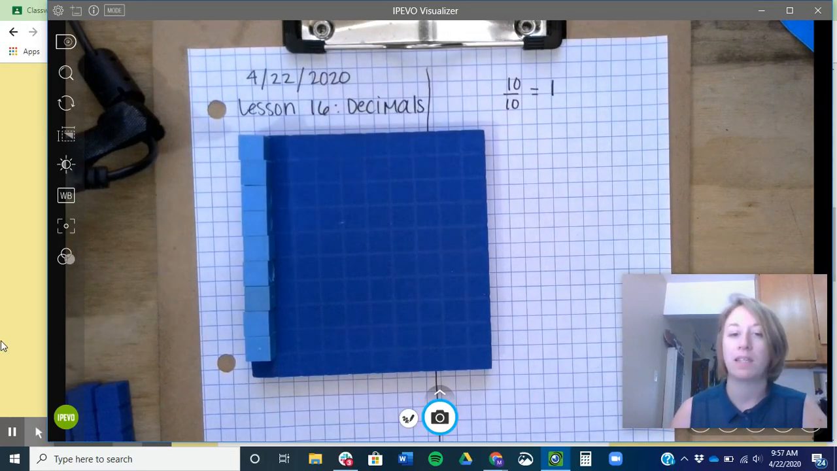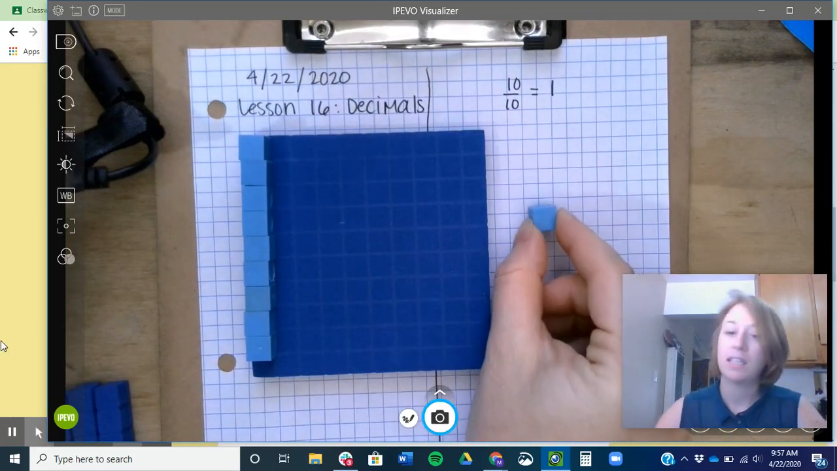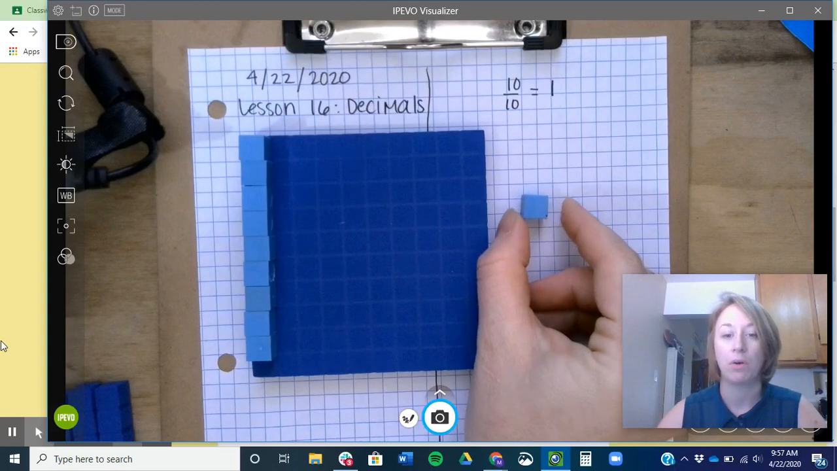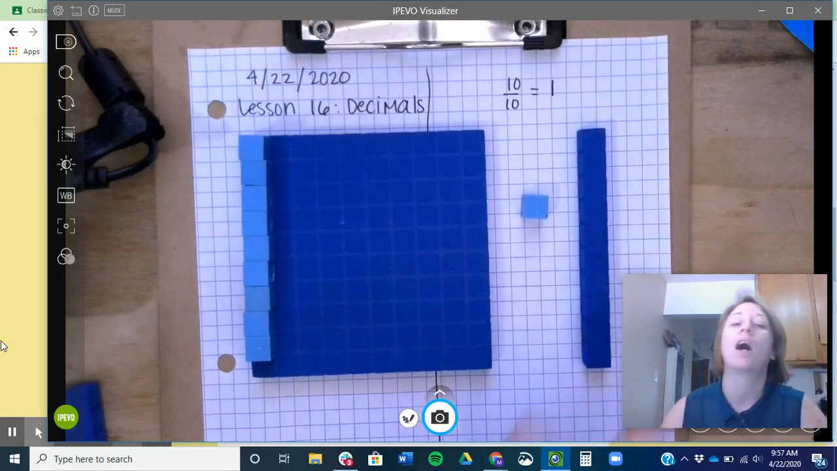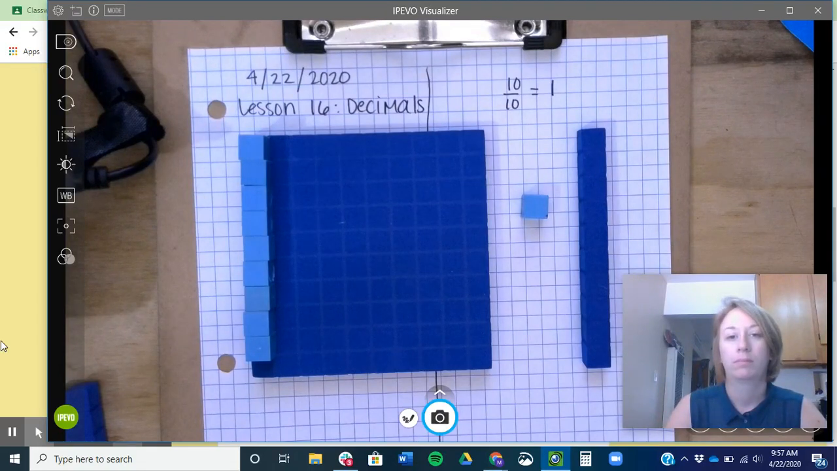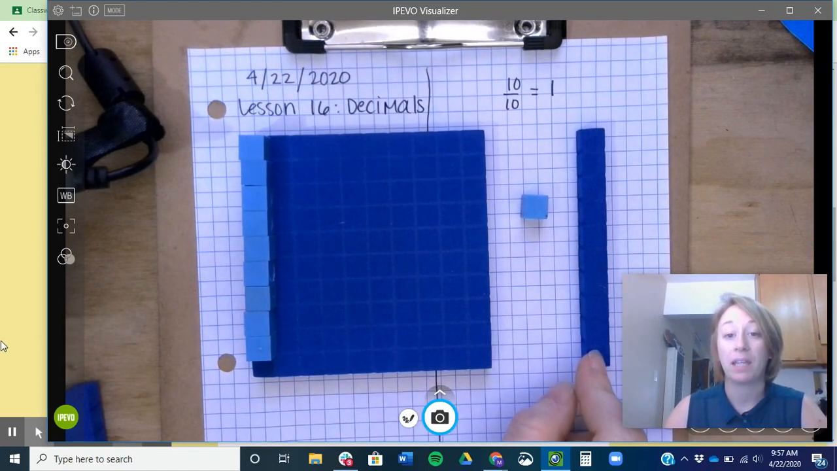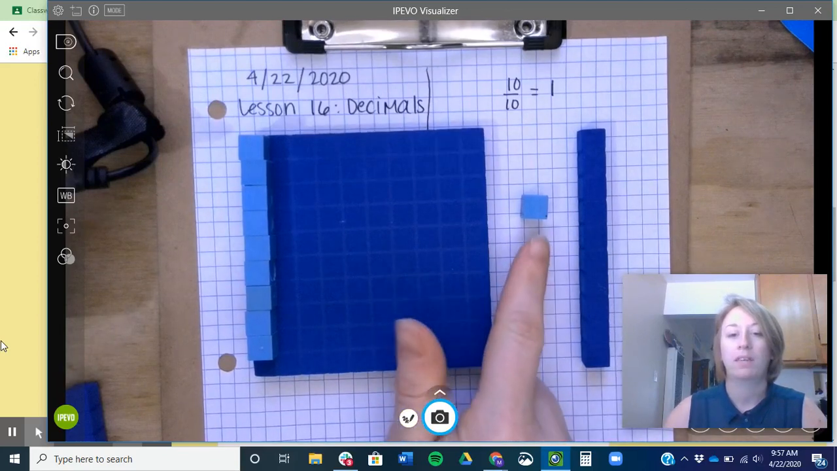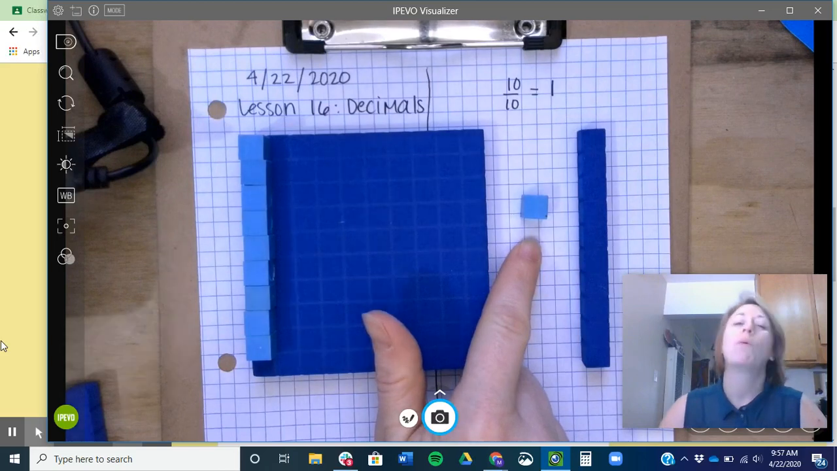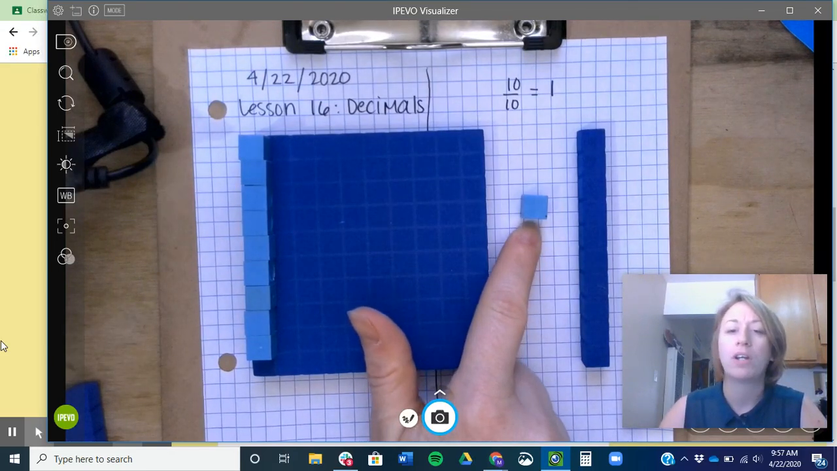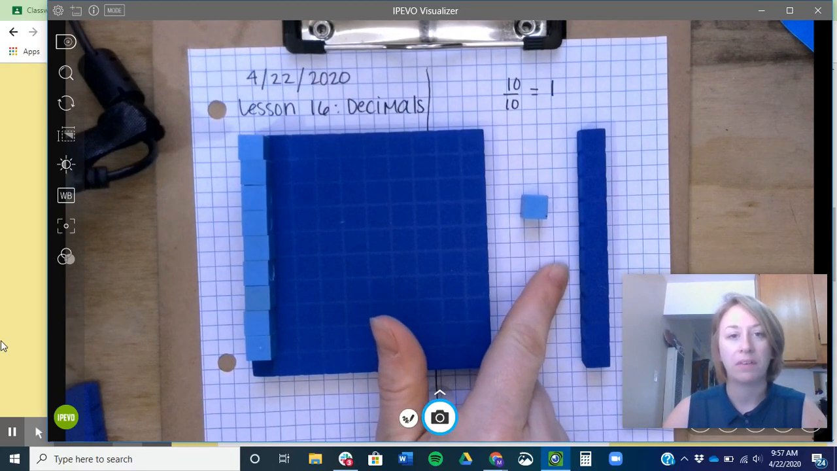Now I want you to think about this in terms of size. This is 1/100th of the whole. This is 1/10 of the whole. Which one is bigger? That's right, the 1/10 is much bigger than the 1/100th. Well, I wonder how many 1/100ths would make 1/10.